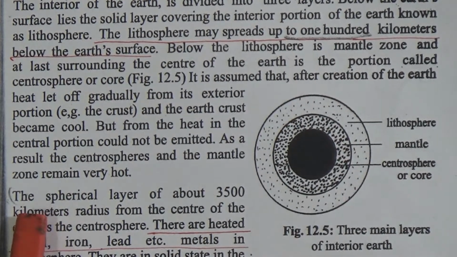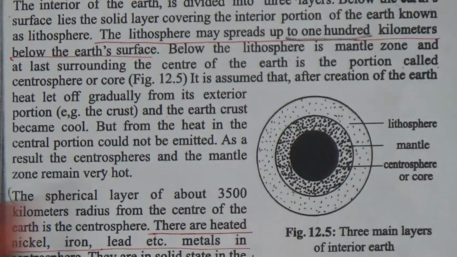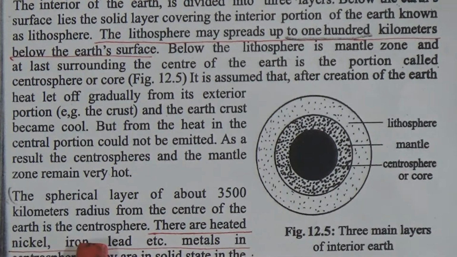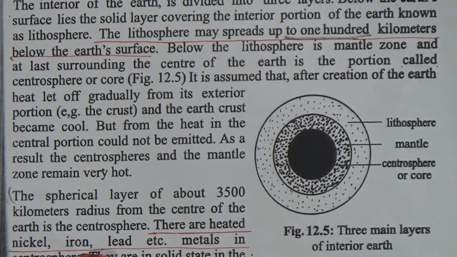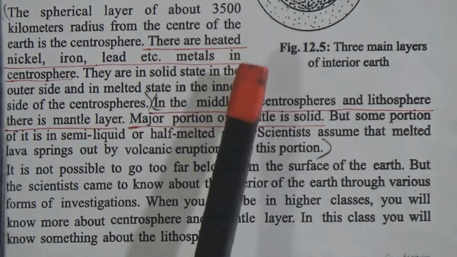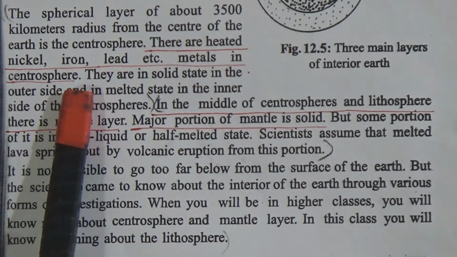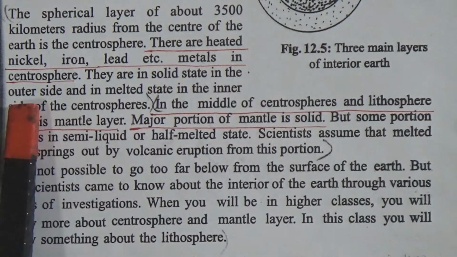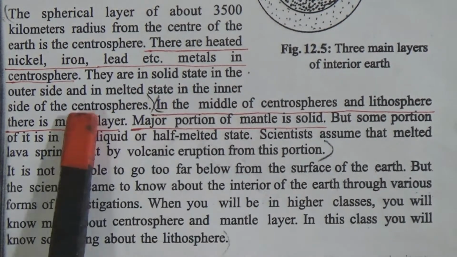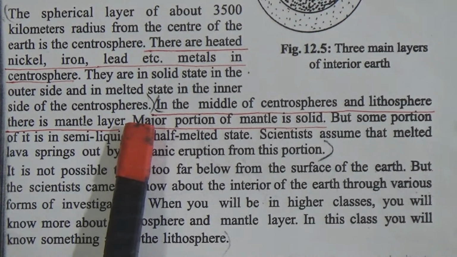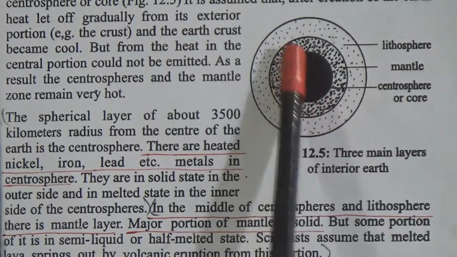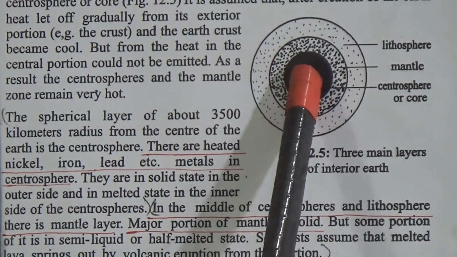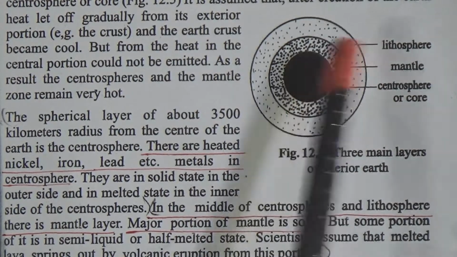The spherical layer of about 3500 km radius from the center of the earth is the centrosphere. There are heated nickel, iron, lead, etc. metals in the centrosphere. They are in solid state in the outer side and in melted state in the inner side of the centrosphere. So in this centrosphere zone we found nickel, iron and this kind of metals, and on the surface they are solid, but in the core of this zone they are liquid.